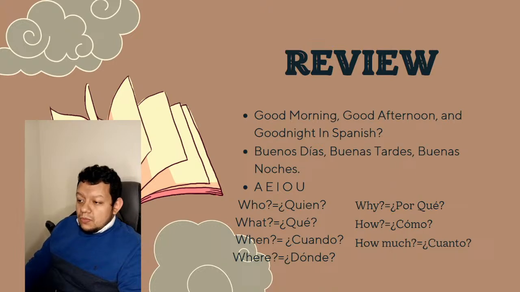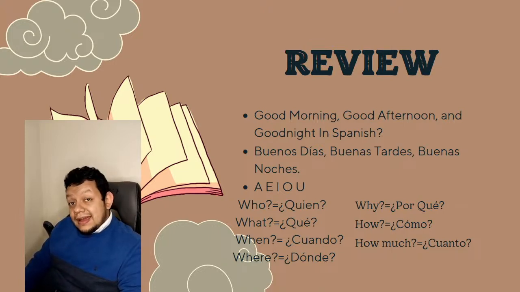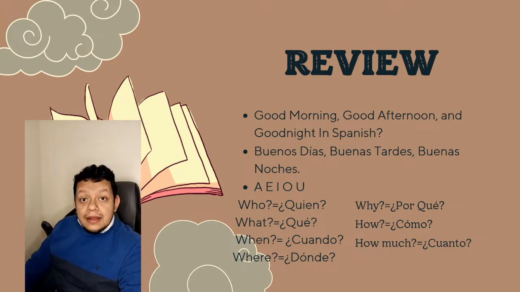And our second review here is going to be the vowels. The vowels. A, E, I, O, U. We have a song that we came up with so that we can kind of help you with that in case you want to just kind of practice at home. So it's abeja, elefante, iguana, oso, urraca. Abeja, elefante, iguana, oso, urraca. A, E, I, O, U.